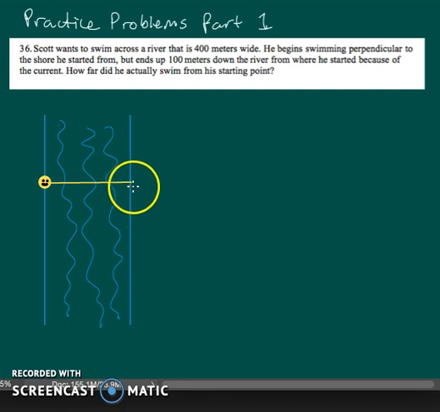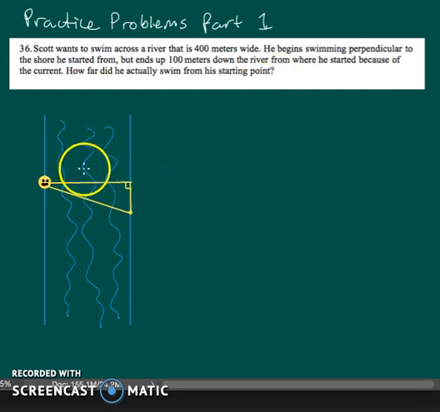So 100 meters is something like there, I would say, up till there. So he ends up somewhere around here. This is where Scott ends up. And it kind of looks like we've got ourselves a triangle. You guessed it, it's a right triangle, because remember, the trajectory that Scott took was perpendicular to the shore, which means that it makes a right angle with the shore.